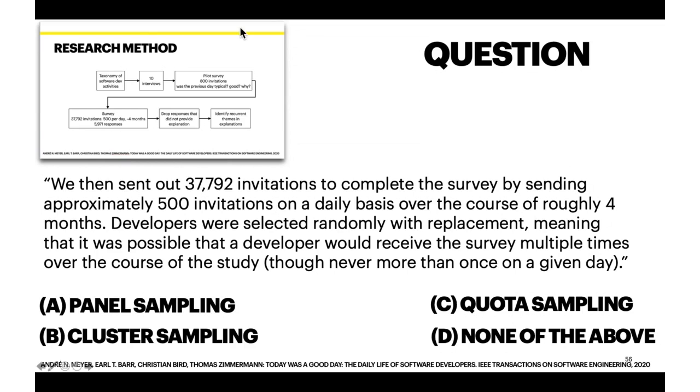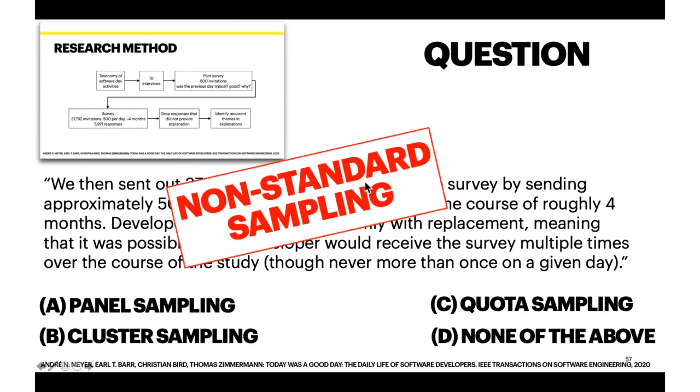This is not a quota or cluster sampling since there are no subcategories. There is no indication of any kind of strata. This is also not a panel sampling because it's not that we have selected the same people and we have talked to them twice, or the same project and analyzed them twice. No, it's none of the above. It's a non-standard sampling. This kind of thing also exists.